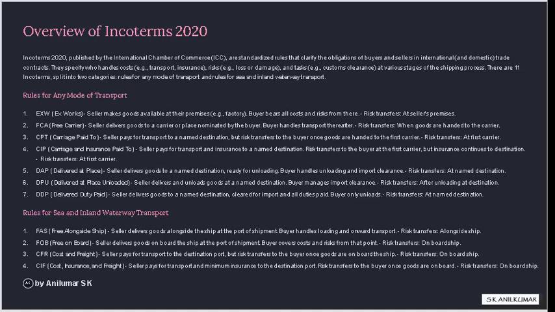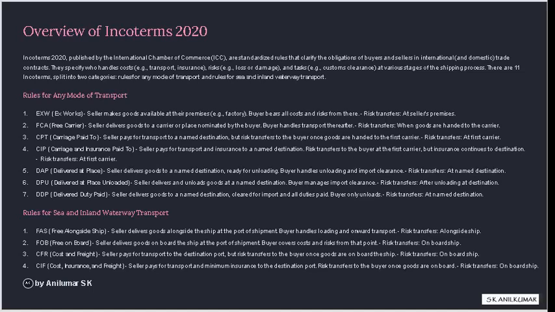CPT, carriage paid to. The seller pays for the transport till destination, but risk transfer happens the moment goods are handed over to the carrier. CIP: the seller pays for the transport and insurance to the named destination, but risk transfer happens the moment goods are handed over to the first carrier, not any carrier, the first carrier. Insurance continues till destination. In CIP, freight and insurance are both paid by the seller. In CPT, insurance is not paid, but freight is paid by the seller.